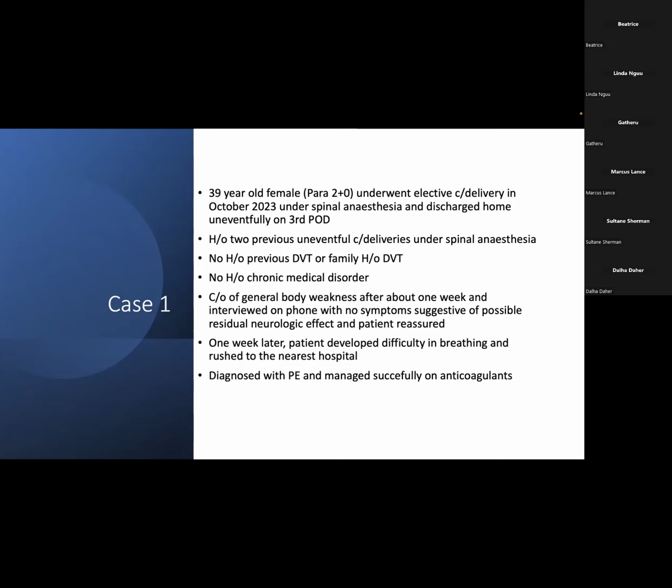The same patient had a history of 2 previous uneventful cesarean deliveries, both under spinal anesthesia. There was no history of previous DVT or family history of DVT. There was no history of chronic medical disorder. Remember the risk profiles that we were talking about.